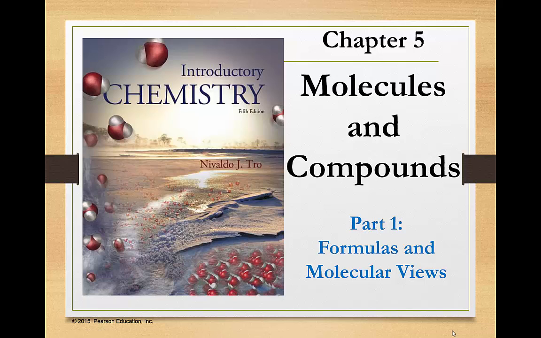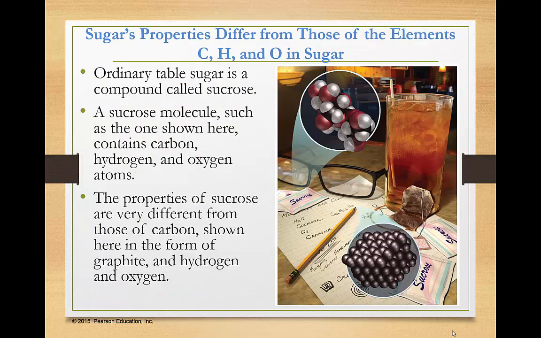In Chapter 5, we start looking at molecules and compounds, and we'll start out by thinking about different ways to view molecules and how to write and view formulas. So starting out looking at a formula, let's just look at a common substance, sugar. We've looked at sugar molecules and these graphite molecules. We've talked about these already previously in other chapters.